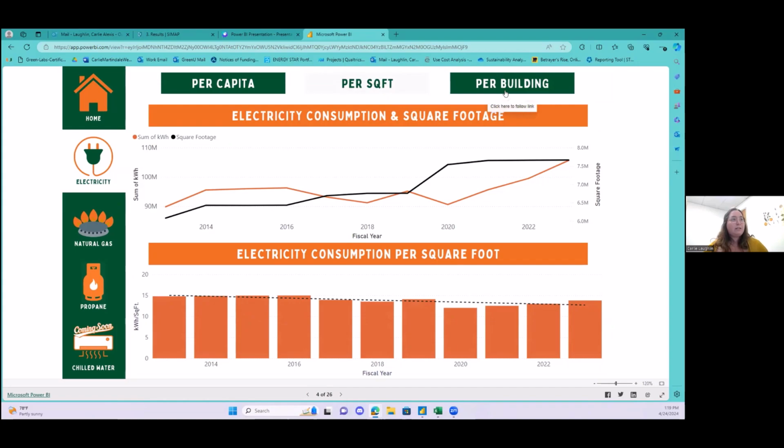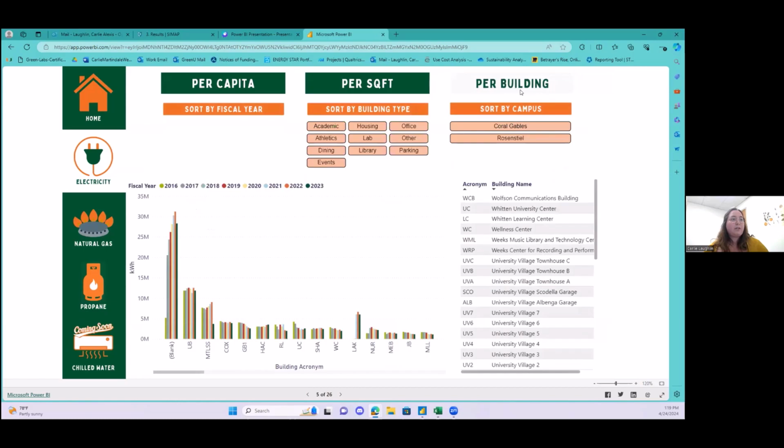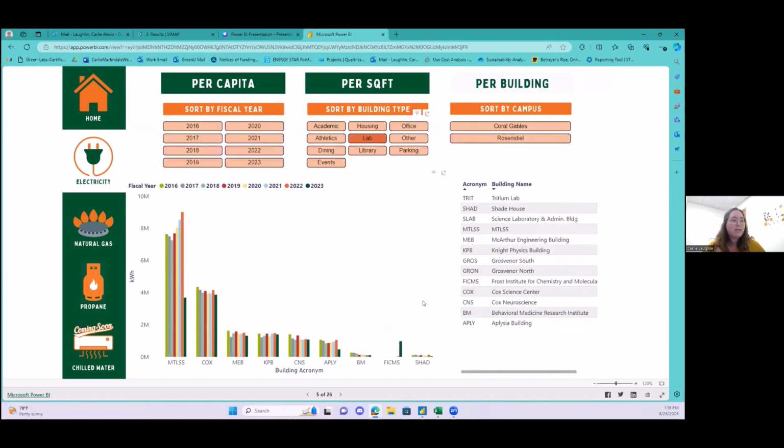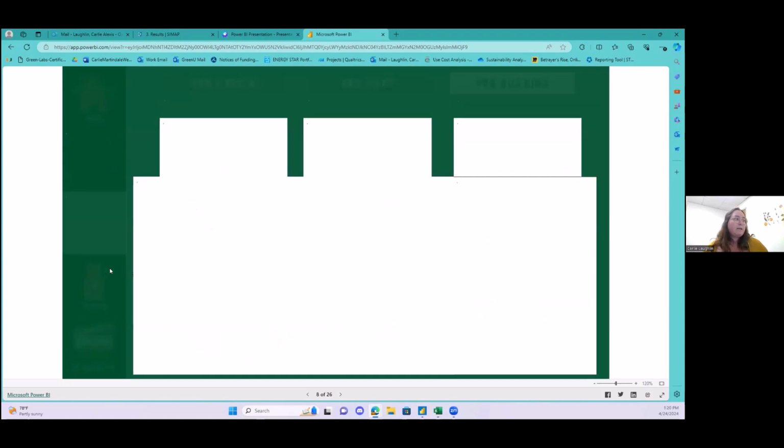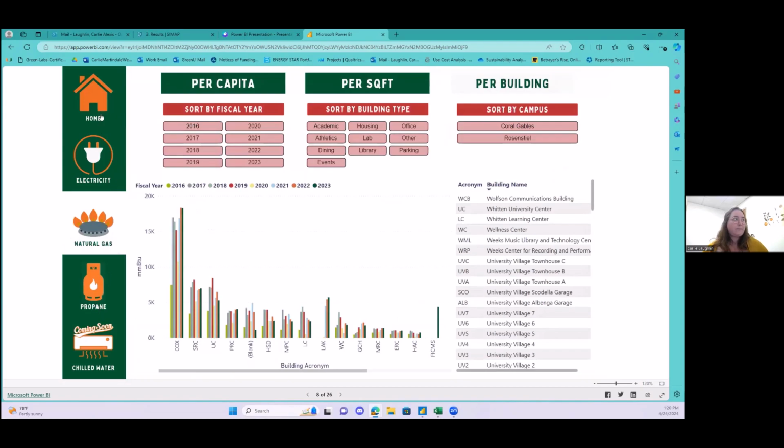Then on this dashboard, we can also click and look per building. We can sort by building type. So if we want to look at all of the laboratory buildings on campus, which are listed right here, we can see which lab buildings are typically using the most electricity. We can choose the years that we want to represent in here. And it's the same story for natural gas and propane.